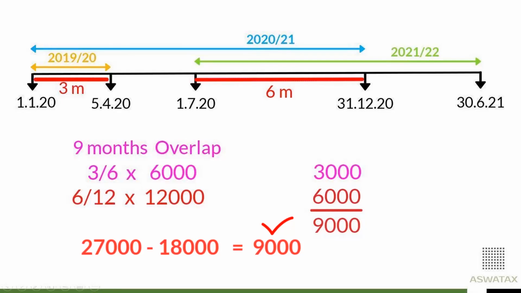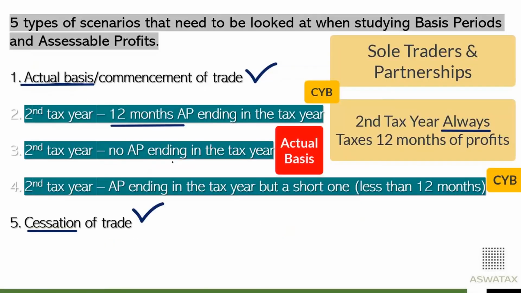Overlap losses work slightly separate. You can watch that in our other video. So therefore, we have now looked at all the issues relating to the second tax year. Two things to really and truly remember. One is, is there an accounting period ending in the second tax year? And number two, the second tax year always taxes 12 months of profits.